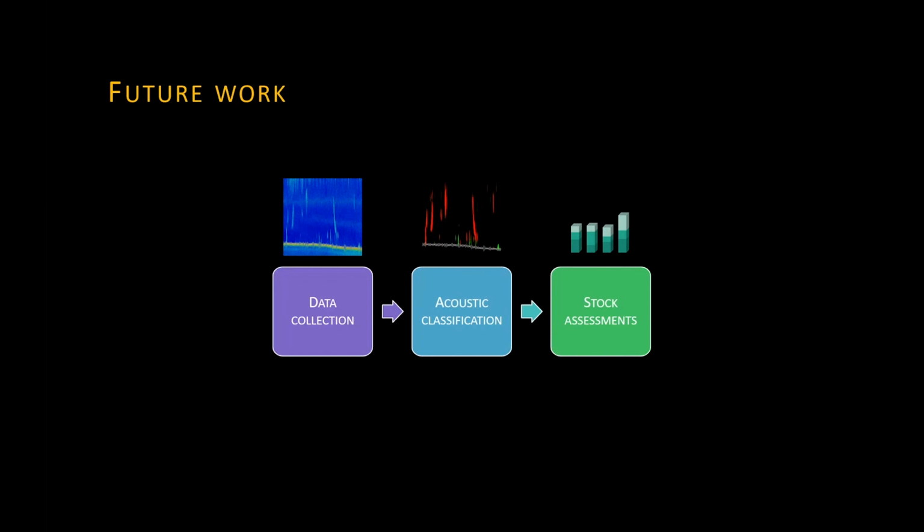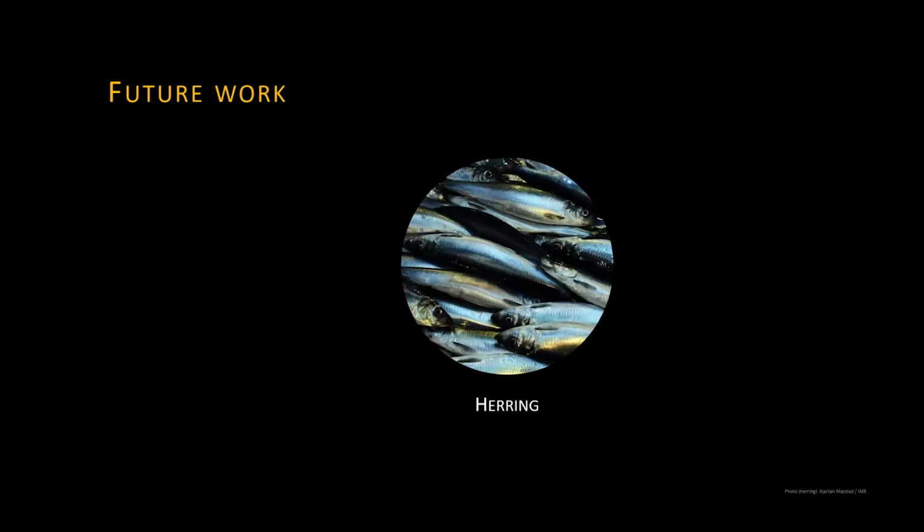A natural next step will be to apply these segmentation outputs from the network as integration masks, which is one of the inputs to the stock assessments. We're also planning to expand this method to other species, such as the herring surveys, which has quite different types of annotations. So we need to think a bit differently.